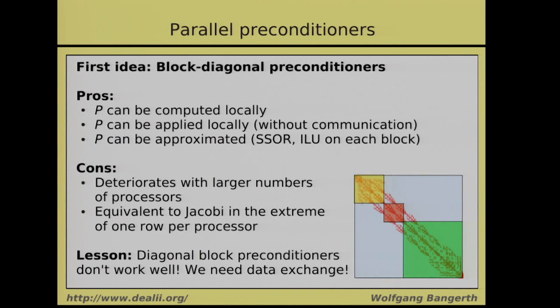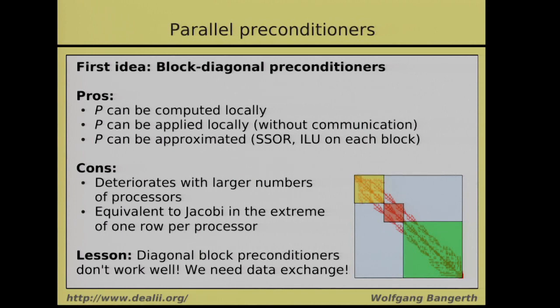Okay, so it has appealing properties that we can compute it locally, we can apply it locally. The downside is that it deteriorates if you have more and more processors, and that's relatively easy to see, because in the extreme case where every processor would store only one row of this matrix, the diagonal block is really only the diagonal element. Okay, so if you take the inverse of the diagonal element and you multiply the corresponding element of your vector with it, well, that's the Jacobi iteration.